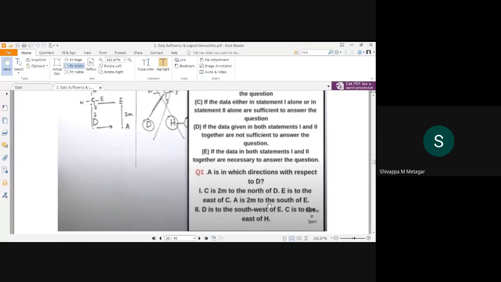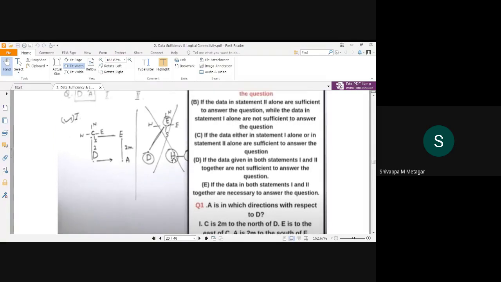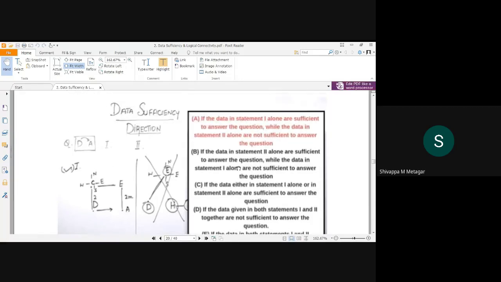C is to the east of H. C, where we have to fix the C? In this one they have not given anything about C in this second statement. So second is not possible. One alone is sufficient to answer the given question. So in this one, the data in statement 1 alone are sufficient to answer the question, while the data in statement 2 are not sufficient to answer the question.